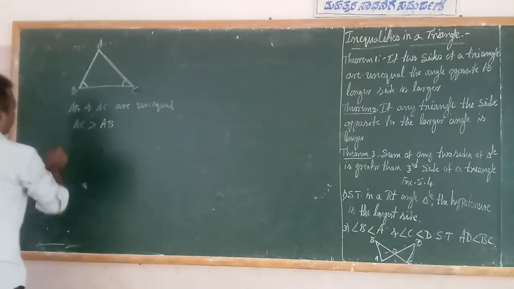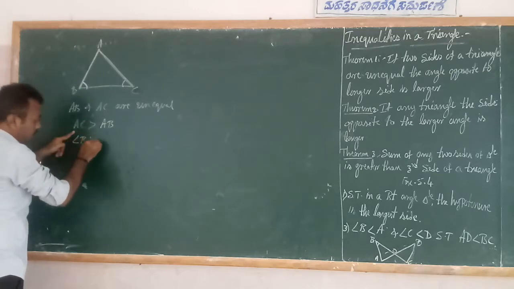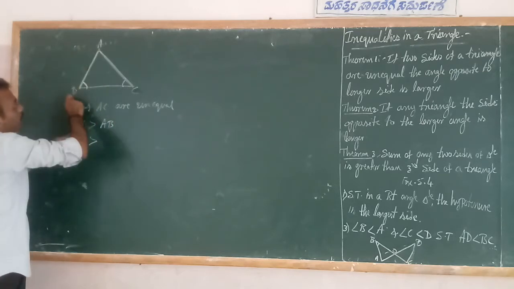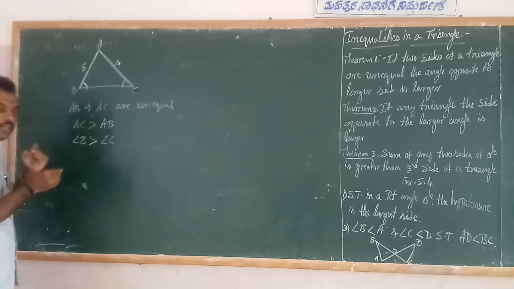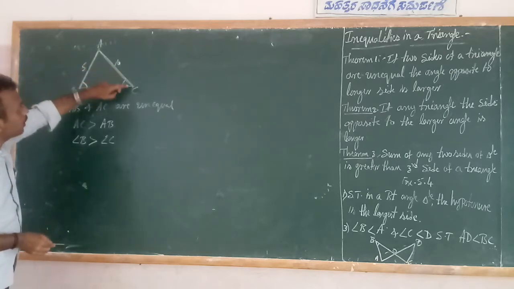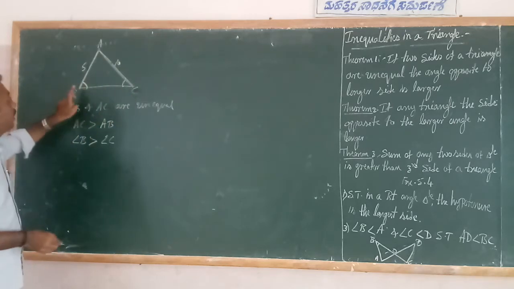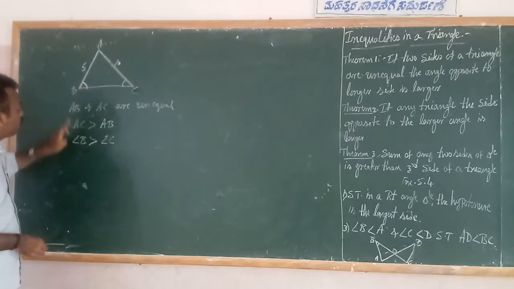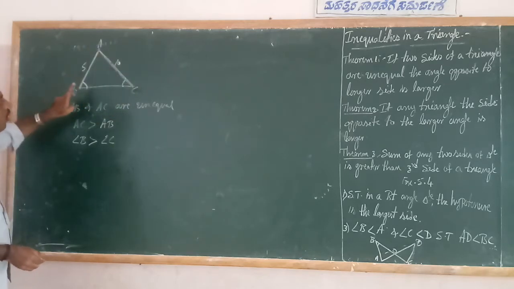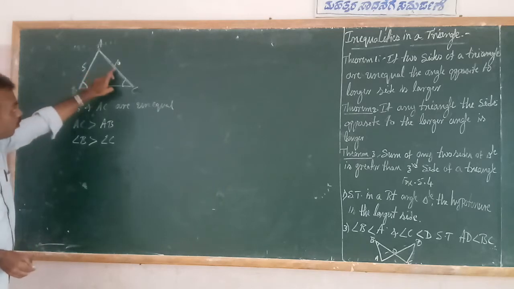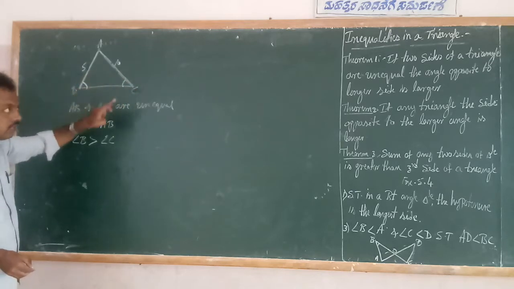So what is the angle opposite AC? Yes, angle B. Angle B is greater than the angle opposite AB, which is angle C. For example, this is 5 cm, this is 10 cm. Opposite of AB is angle C, opposite of AC is angle B. Which is the greater angle? Angle B is greater than angle C, because the opposite of B is AC, the bigger side. So the angle opposite the bigger side is greater than the angle opposite the smaller side. Correct? That is the statement.